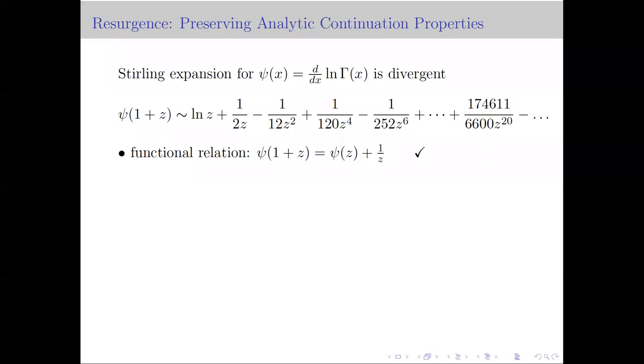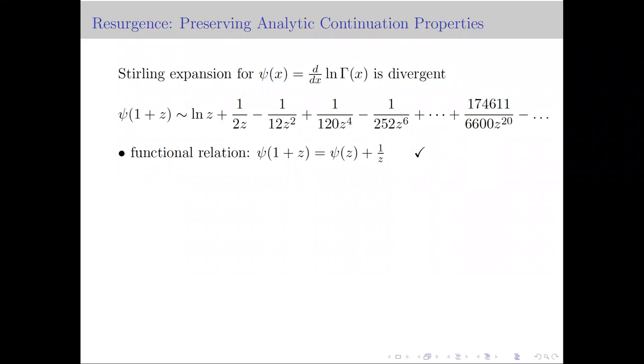Now, we know a few things about the gamma function. We know that there's a functional relation that x gamma of x is gamma of x plus 1. And if you translate that into the psi function, there's this so-called functional relation. And this expansion here is consistent with this functional relation. In fact, it's a way of generating the series.